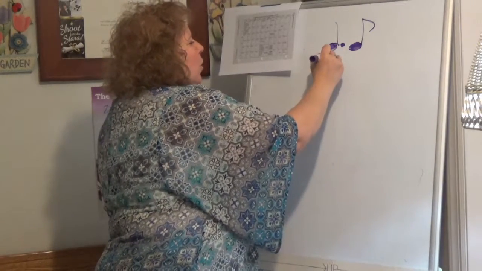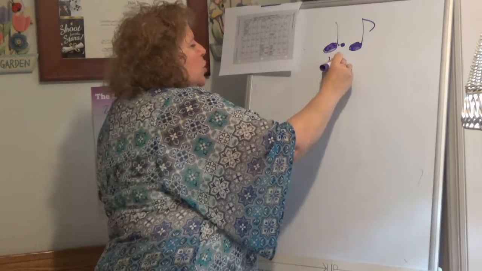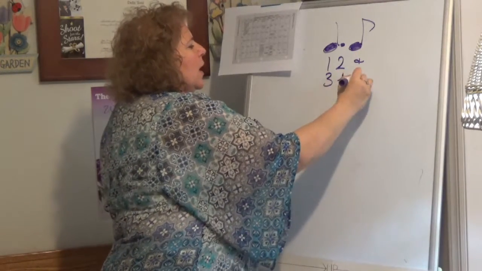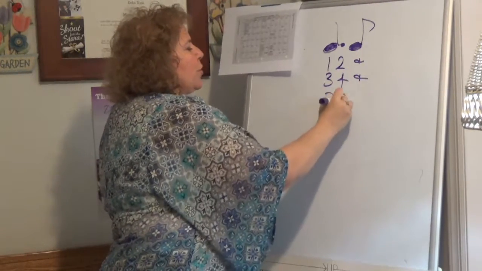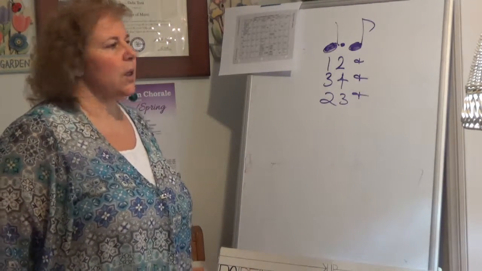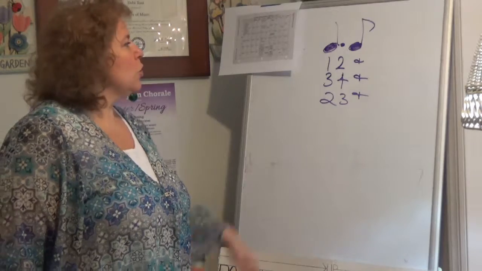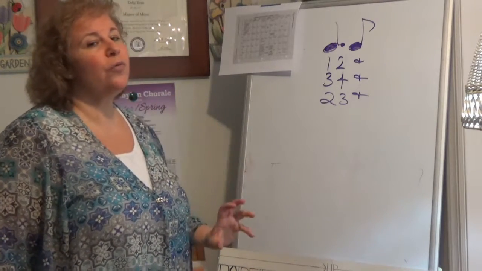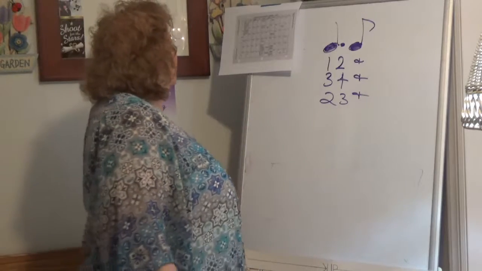Okay? That's beat 1, 2, and. Or 3, 4, and. Or 2, 3, and. Those are the only possibilities for that rhythm. Can't have that on beat 4. So that is a rhythm that's very possible in level 5, and it's what changes from levels 1 through 4. That rhythm alone, right there.